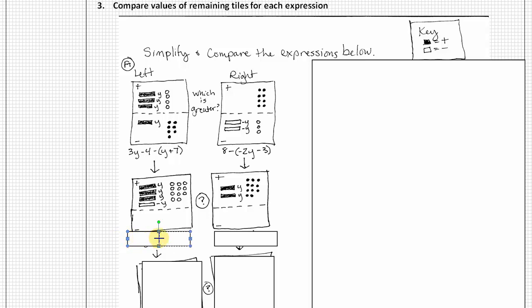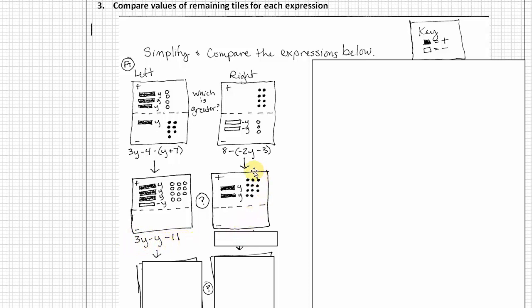I'm still asking you to practice writing it exactly as we see it. Some of you might be tempted to move on to the next step and take away 0 pairs, but we're not there just yet. So we have the 3 positive y's and a negative y. We also have negative 11 units. So an expression we're looking for is 3y minus y, subtract 11.